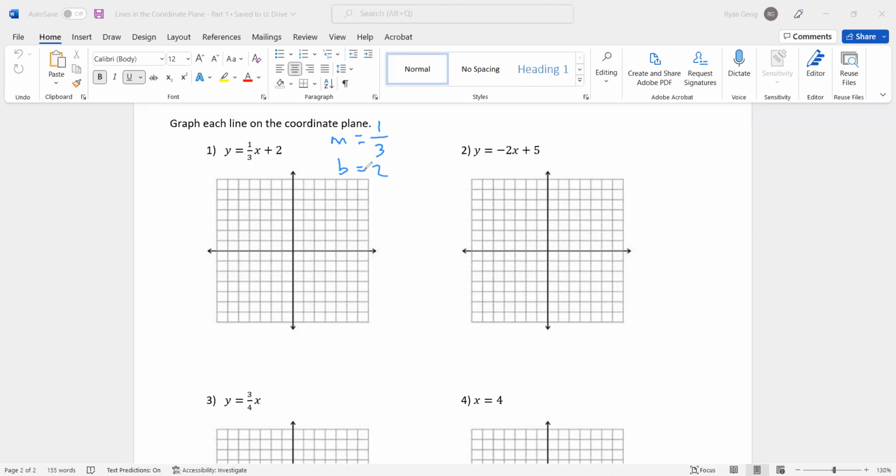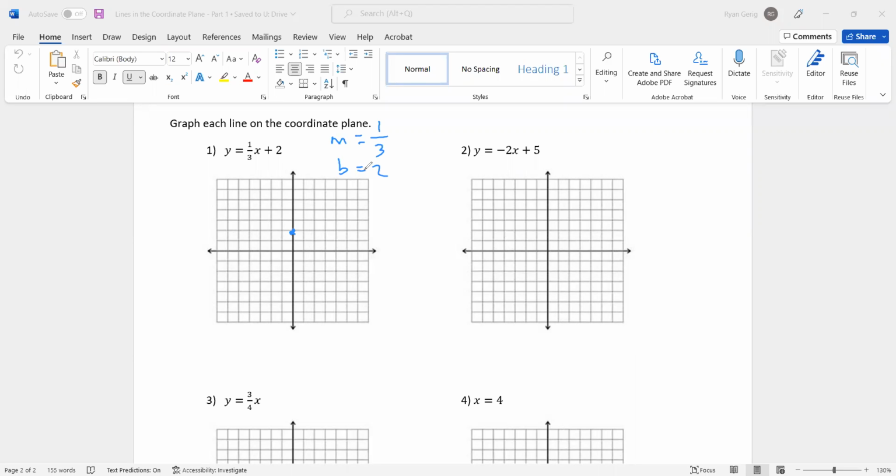So B is 2, so that means that's where I begin on the y-axis. So the y-axis is the vertical axis, go up to 2, put a dot. The slope tells me how much I need to move from that dot. So from the dot that I just plotted, I'm going to go 1/3. Well, what does that mean?